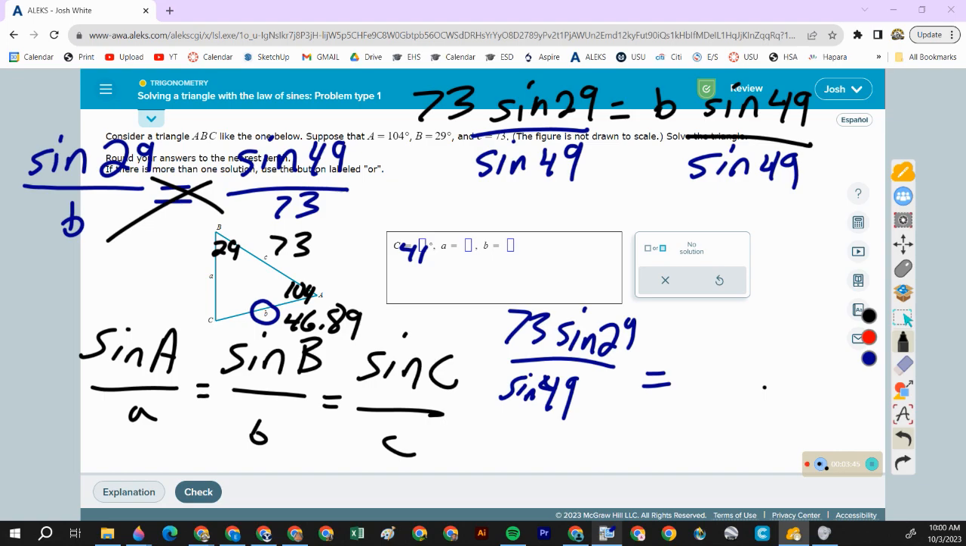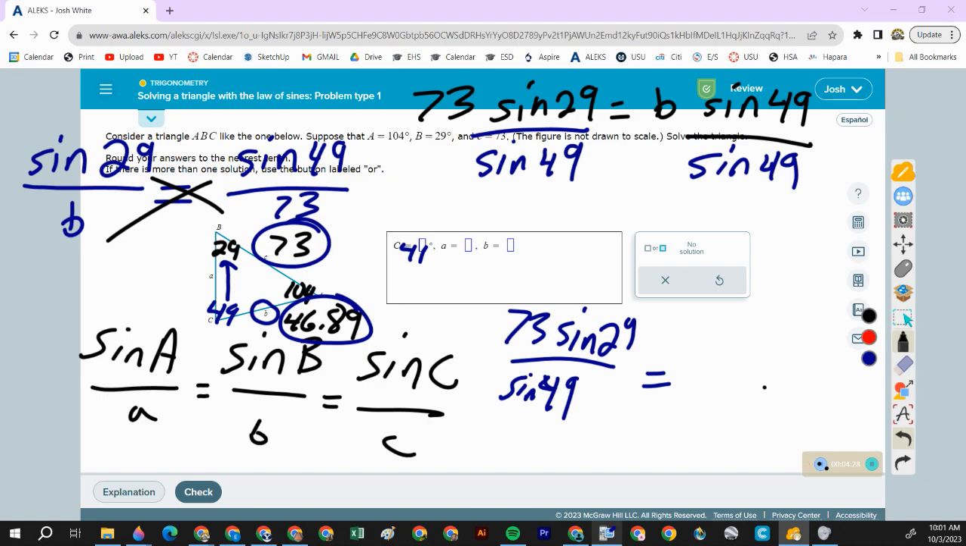Why is that a reasonable answer? So C was 41, right? Is that what it was? Oh, 49. Okay. So C is 49. And 49 is bigger than 29. So 73 should be bigger than this one, and it is.